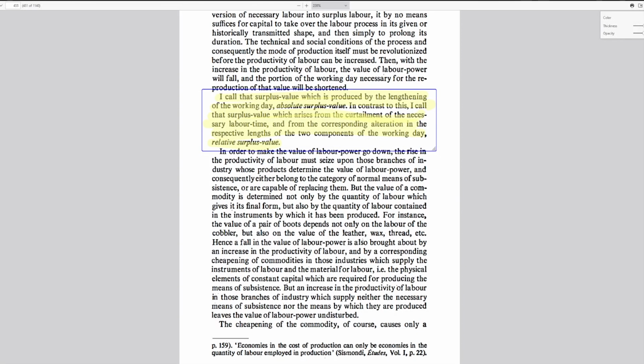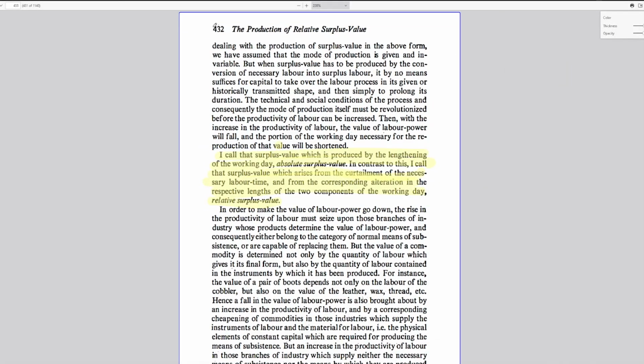And then I guess just so I gave my definitions here, but here's Marx's for the difference between absolute and relative. He calls surplus value that which is produced by lengthening the working day, and in contrast, the surplus value which arises from the curtailment of the necessary labor time and from the corresponding alteration in the respective lengths of the two components of the working day is relative surplus value. There you go. That's his definition here on 432.